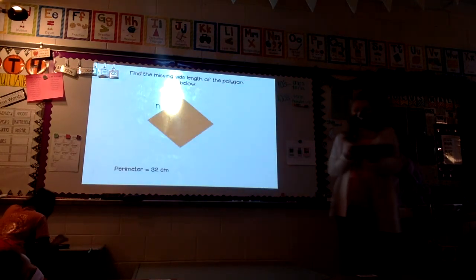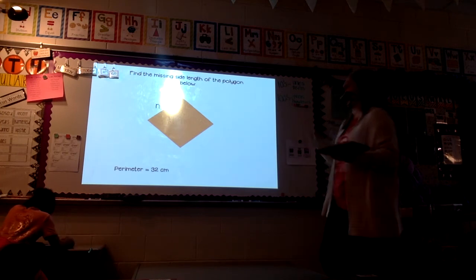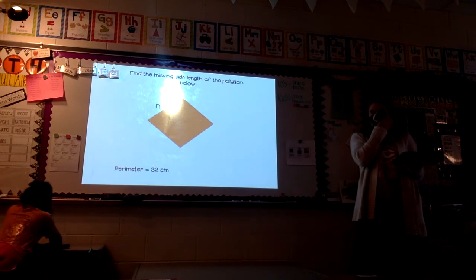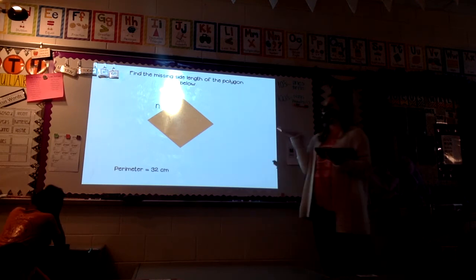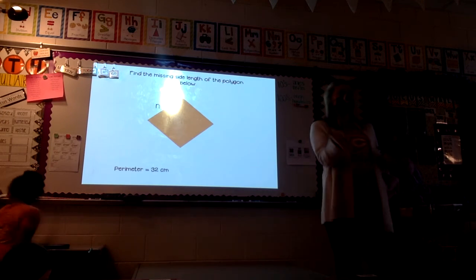All right, so it says find the missing side length of the polygon below. We're given the exact same information that we were just given, except we have a different shape. What shape is this? It's basically a square that's turned on its side, right? Okay. So we can assume that all the sides are going to be what? Equal, the same.